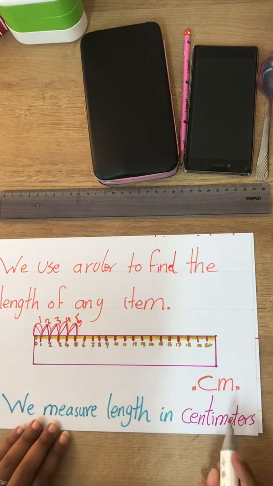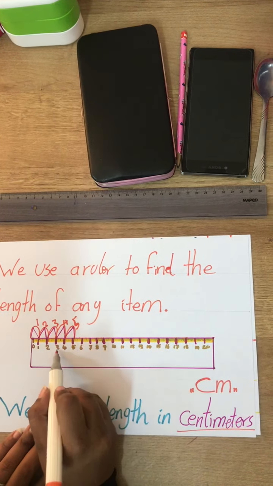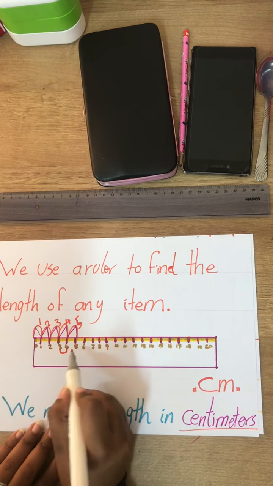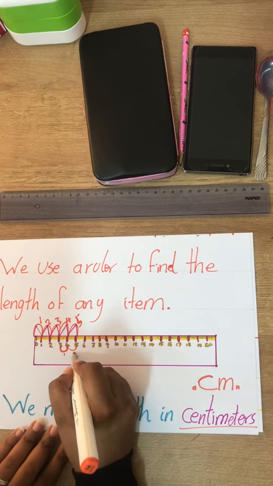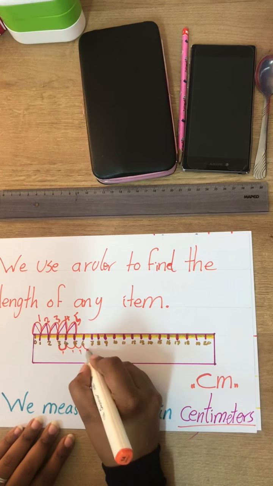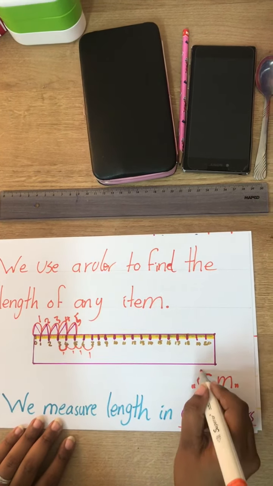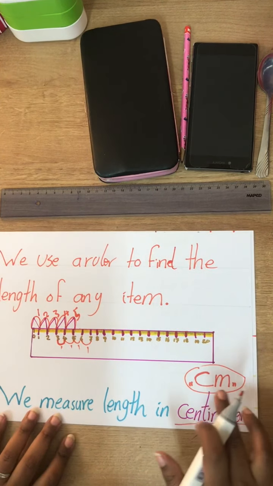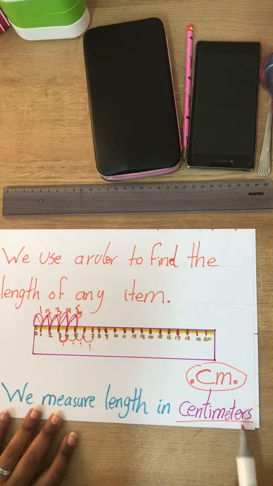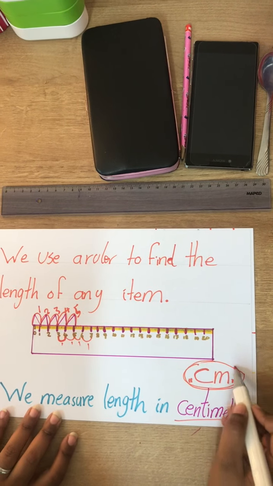We measure length in something called centimeters. Each two numbers is 1 centimeter, 1 centimeter, 1 centimeter. And this is how we write centimeter: instead of writing centimeters, we just write cm.